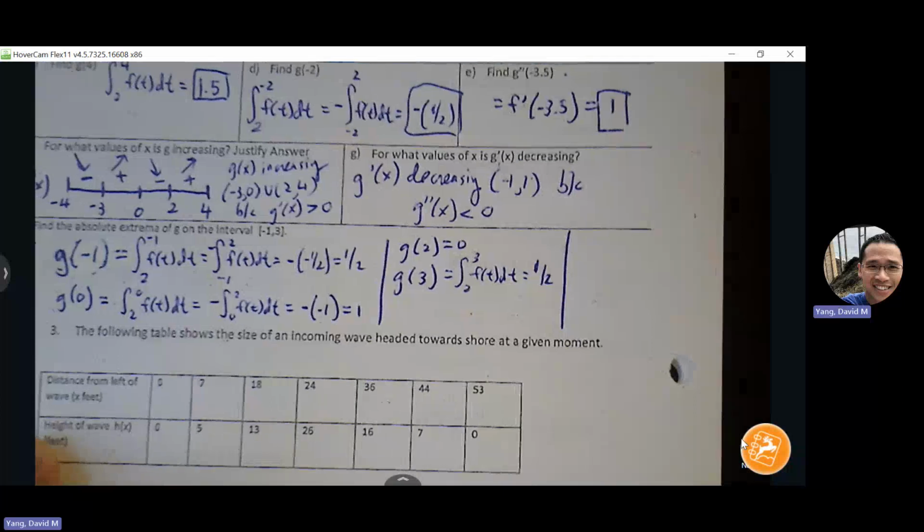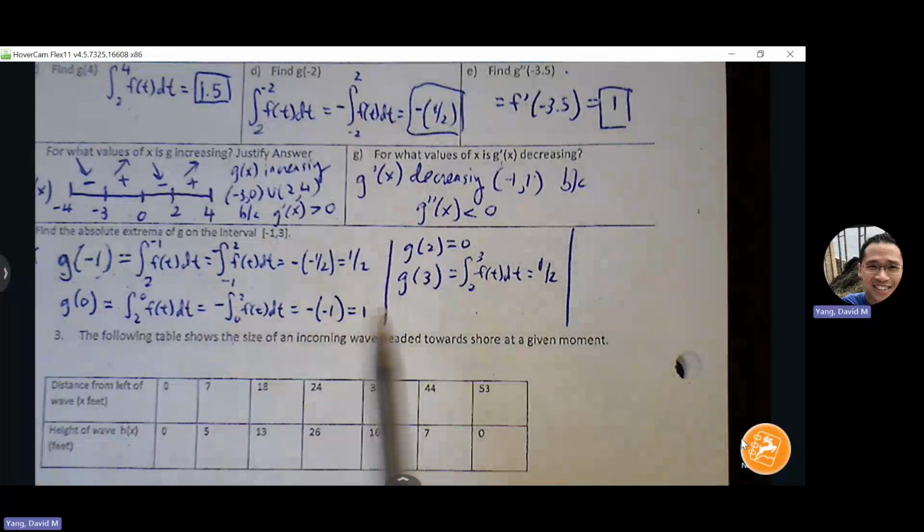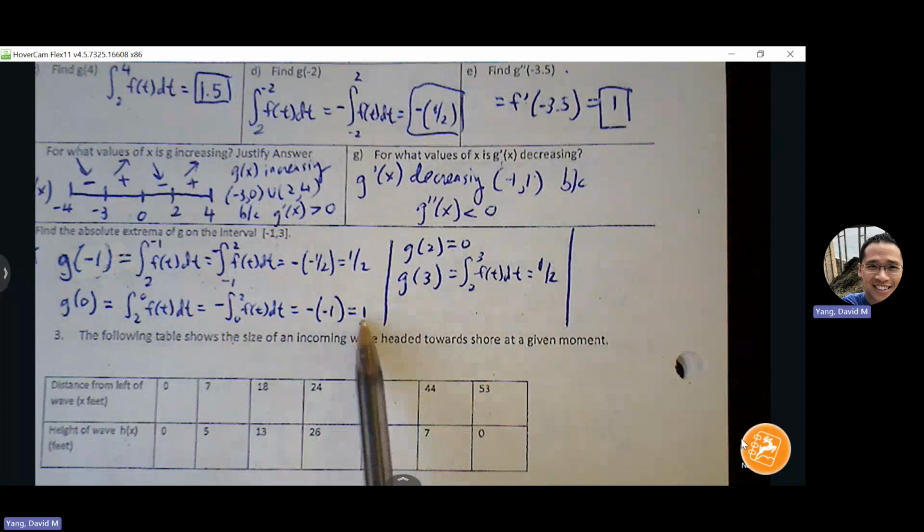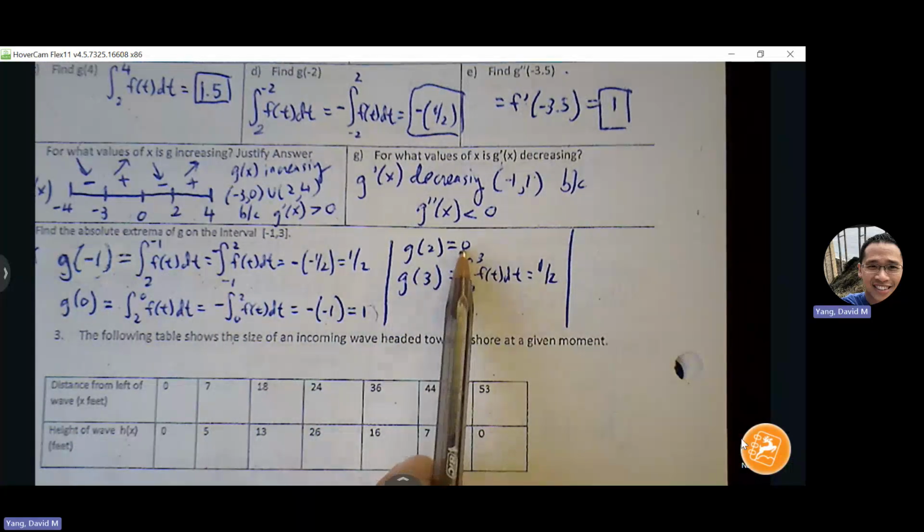So we just pick off the highest and lowest y values that we see. We don't care about the x value. The highest y value that we see is 1. The lowest y value that we see is 0.